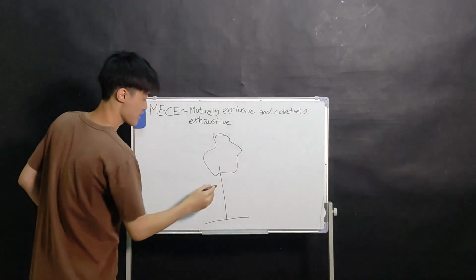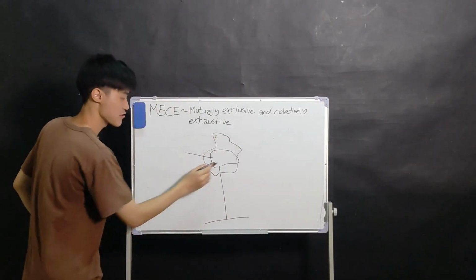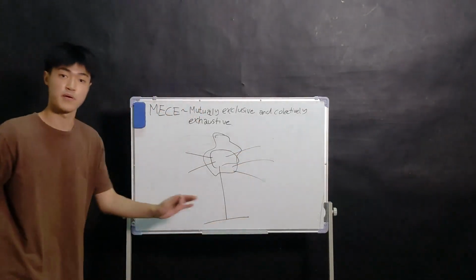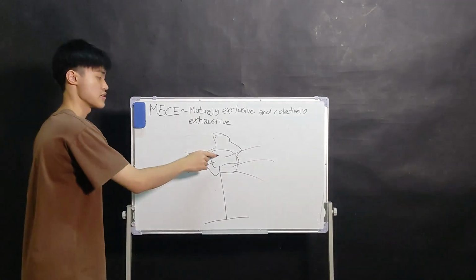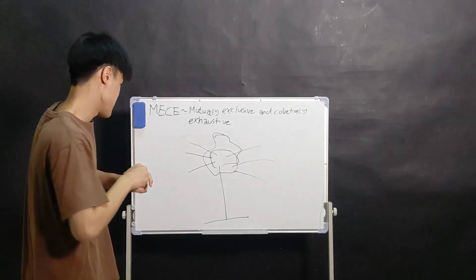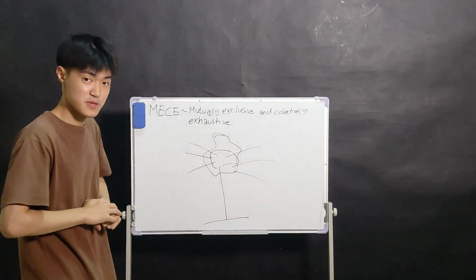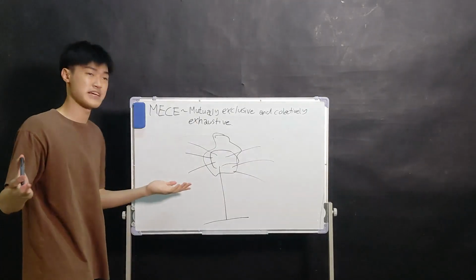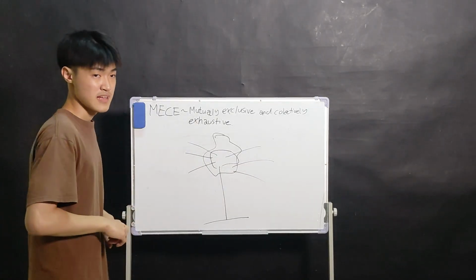So let's say here's a tree. Here's your question. Then you divide it into various branches. You list all the possible questions you get from the tree and what you think of it. And this MECE tree is almost impossible to be perfect. And you might ask, why is it impossible to be perfect?